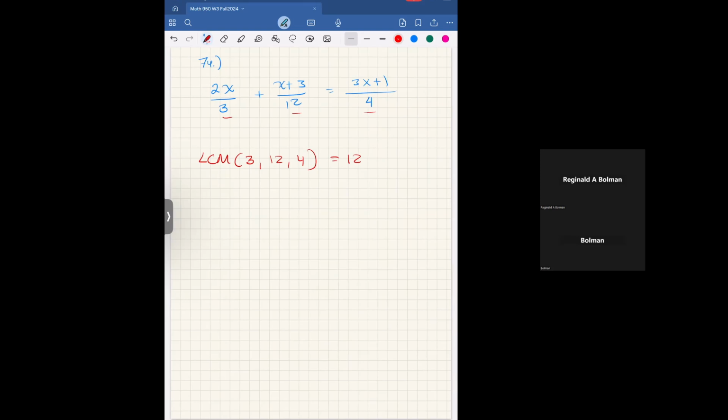You can always find your least common multiple by doing prime factorization. If you guys forgot, you'll do prime factorization. 3 is already a prime number. And 4 can be written as 2 times 2 if you want to.